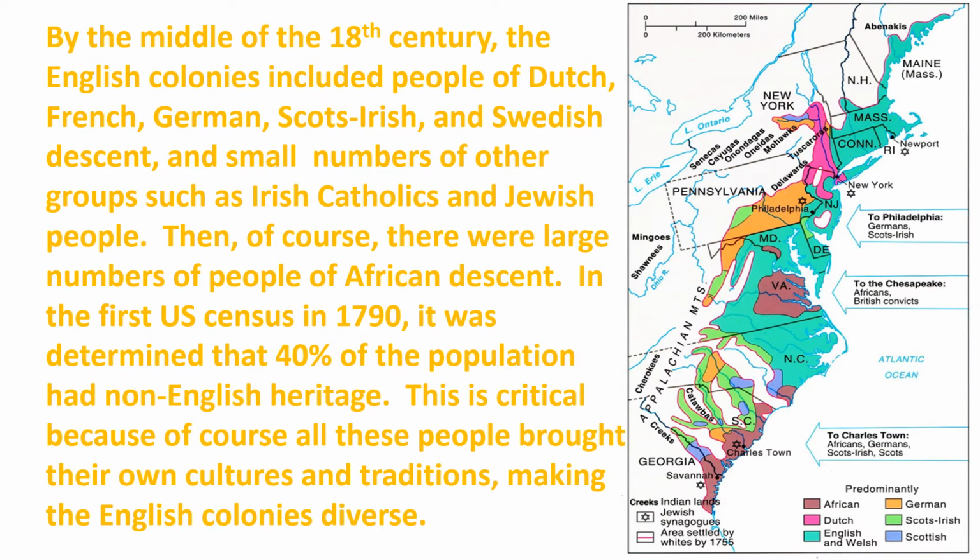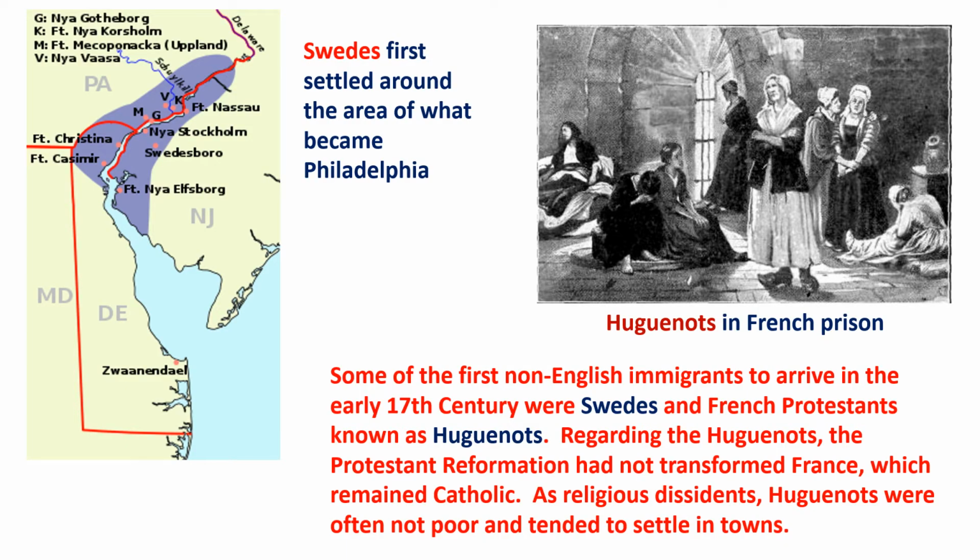By this point, the middle of the 18th century, the English colonies on the seacoast included people of Dutch, French, German, Scots-Irish, and Swedish descent, and small numbers of other groups such as Irish Catholics and Jewish people. Then, of course, there were the large number of people of African descent. In the first U.S. Census in 1790, it was determined that 40% of the population had non-English heritage. Now, this is critical because, of course, all of these people brought their own cultures and traditions, making the English colonies diverse.